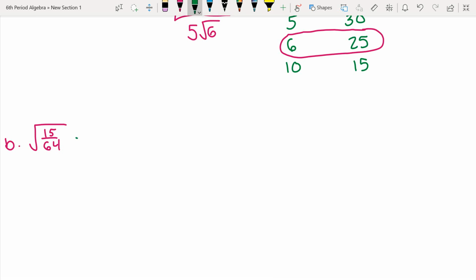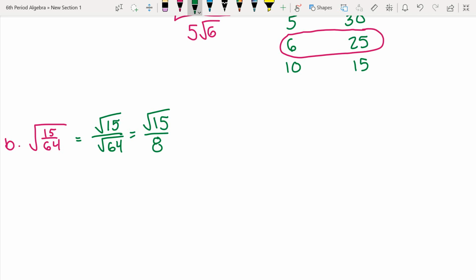I'm just going to go straight to applying my properties, which I'm going to use to break this up to be the square root of the top number, so the square root of 15, over the square root of the bottom number, 64. And I'm going to try to keep simplifying from here. Well, I know the square root of 64 is on my cheat sheet, and that's just an 8. And then I have the square root of 15.